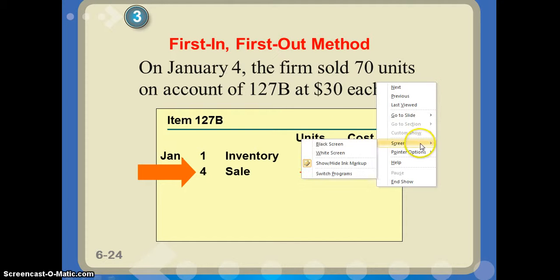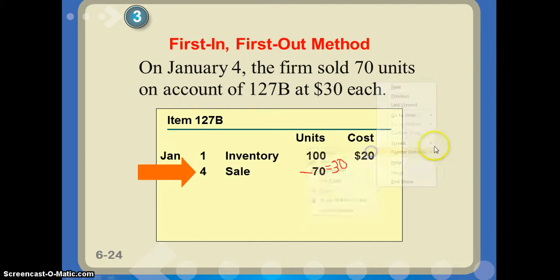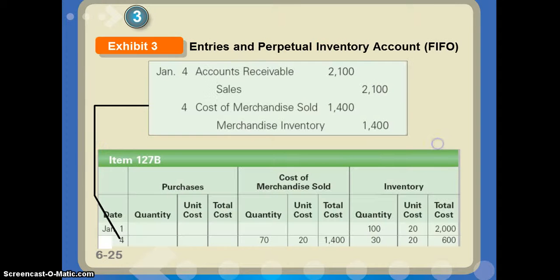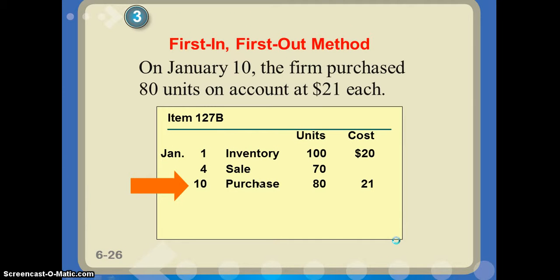Keep that in mind. That's probably the most difficult part of this section, is keeping track of what has and has not been sold. So here's our entry. You'll see we have a ledger here for item 127B, which is keeping track of that as well. So we have 30 left now in that ledger. Take a look at our next one.